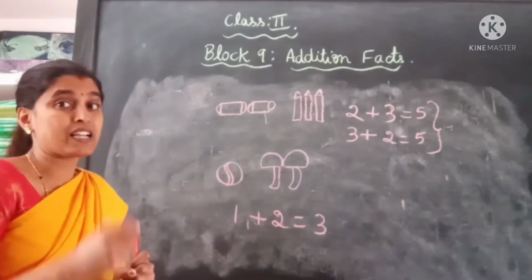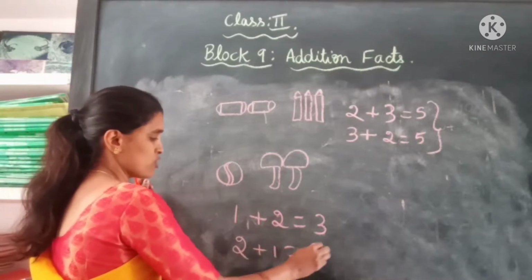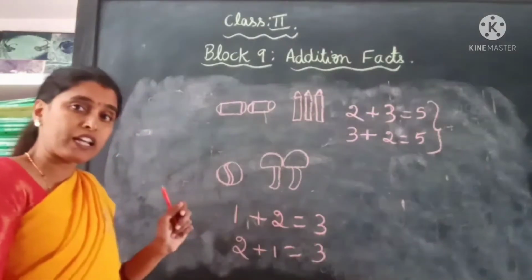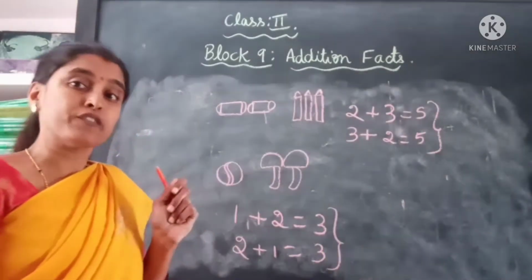Now let us take umbrellas first. 2 umbrellas and 1 ball. That is also equal to 3 only. Now here we got 2 addition facts of 3.